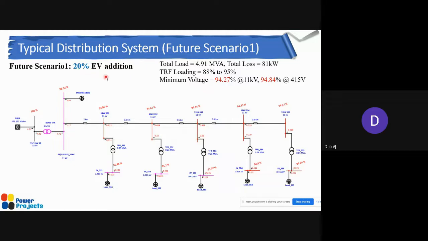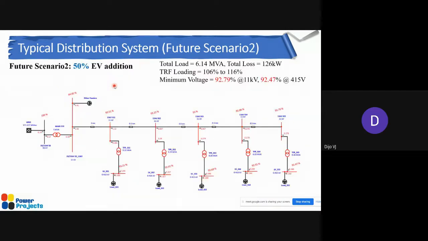If we go for higher addition, the situation will change drastically. You can see that part here, with 50 percent addition. The voltage is reduced to 92.79 percent here, and all the places are reduced. In the LV system, you have 92.47 percent. So you can see there is a reduction in voltage if some electric vehicles are added without actually changing the transformer.